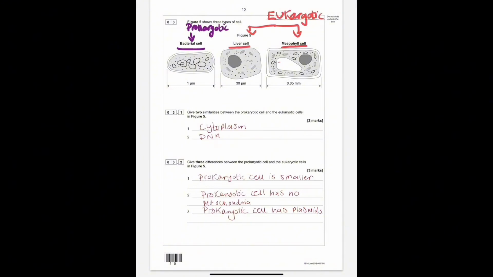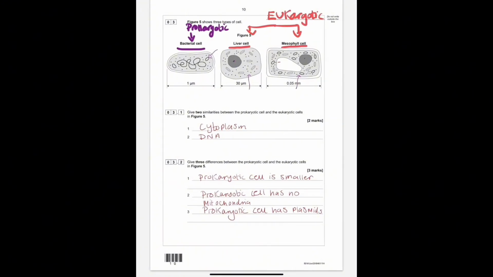Okay, right, so give 2 similarities between the prokaryotic cell and the eukaryotic cell. Okay, so you are allowed to use figure 5, the diagram, to help you construct your answer. So we can see that they both have a cytoplasm. The cytoplasm is over here. That's your cytoplasm where all the chemical reactions happen. And then we can also see that they have DNA, a strand of DNA in the bacteria cell. The DNA is in the nucleus of a liver cell, so it's going to be here in the nucleus, which I've shaded in over here.